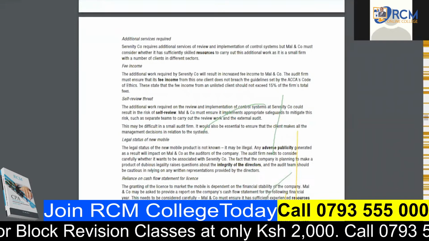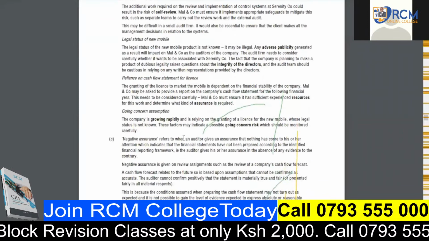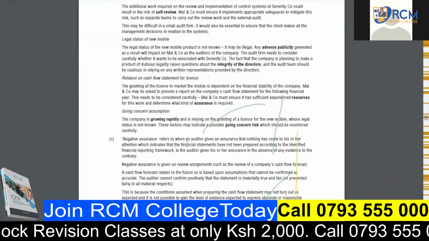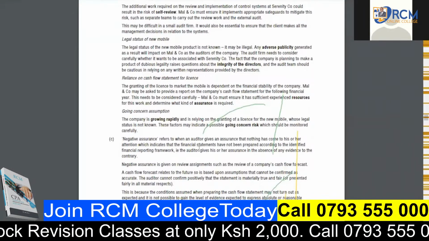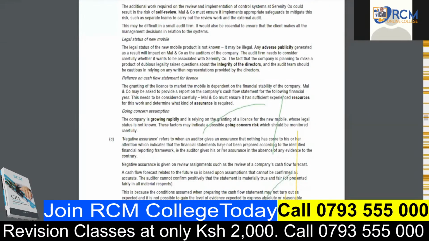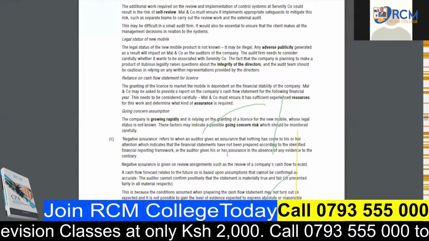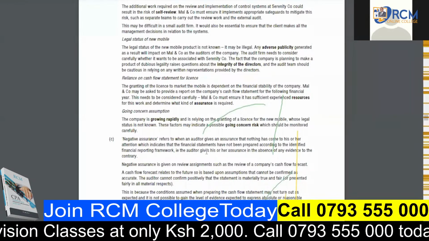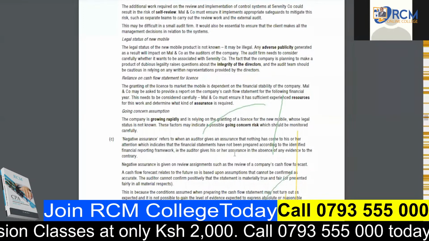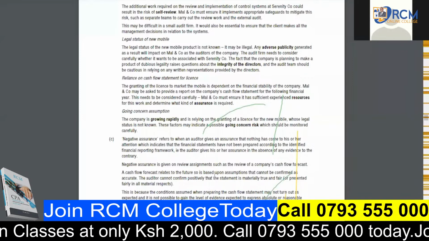Can I move to something a little bit different? This one on negative assurance. So negative assurance refers to when an auditor gives an assurance that nothing has come to his or her attention which indicates that the financial statements have not been prepared according to the identified financial reporting framework, i.e. the auditor gives his or her assurance in the absence of any evidence to the contrary.